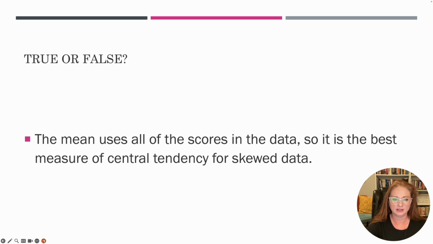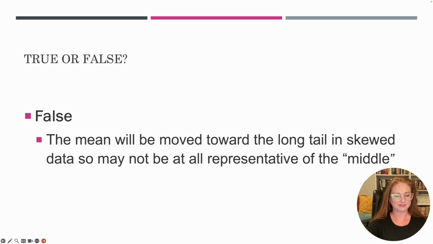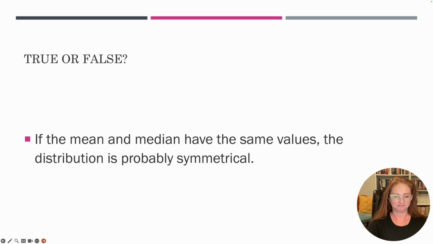Okay, quick check. The mean uses all the scores in the data, so it is the best measure of central tendency for skewed data. What do we think? Mean best used for skewed data? Nope. Remember, because with mean, that skewed data, that outlier is going to pull it.